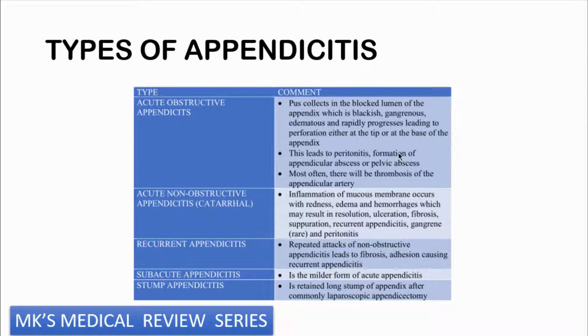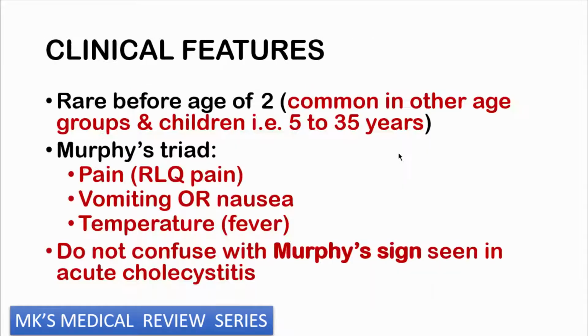You may sometimes get subacute appendicitis, which is a much milder form of appendicitis. They may also get stump appendicitis, where an appendicectomy has been performed, especially a laparoscopic appendicectomy, and they leave a large or long stump of the appendix. It may sometimes even become inflamed.